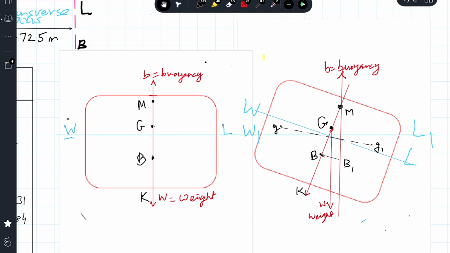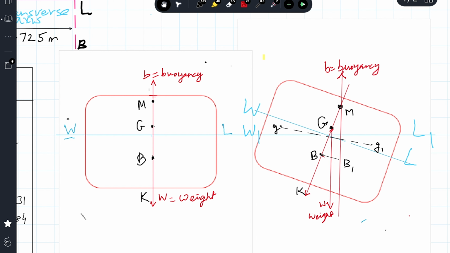What is to be noted here is that this BM is also called metacentric radius. Why? Because if we plot various positions of center of buoyancy as the ship heels some more from B1 to B2 or B3, port and starboard, we see that the center of buoyancy is following an arc of a circle whose center is metacenter M and radius is BM. So BM is also called metacentric radius.